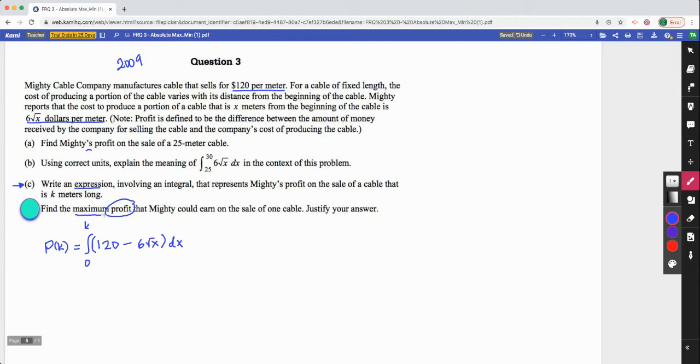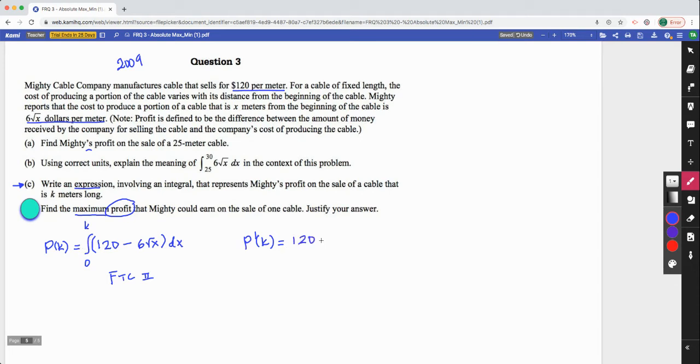For a maximum profit, I need the derivative of your profit function to be equal to 0 to figure out the critical point, because as you can see, there are no endpoints here. So the only possible maximum profit should be happening at your critical point. So what I do is just take the derivative of my profit function. Remember FTC part 2 again. And when you take the derivative of this, it kind of cancels out the integral here.